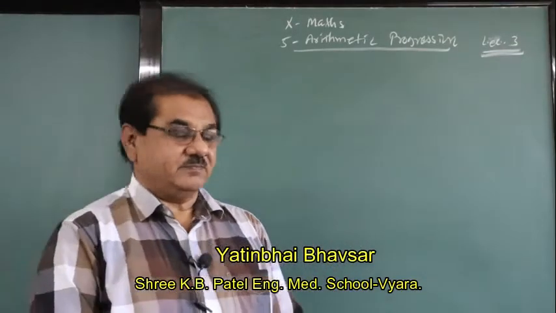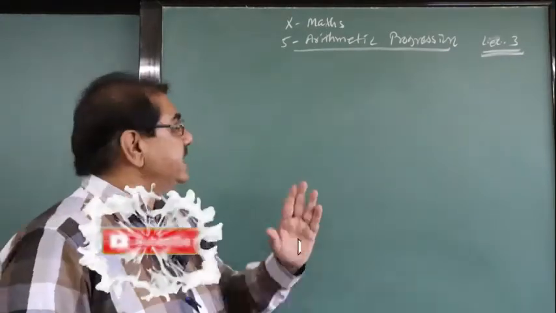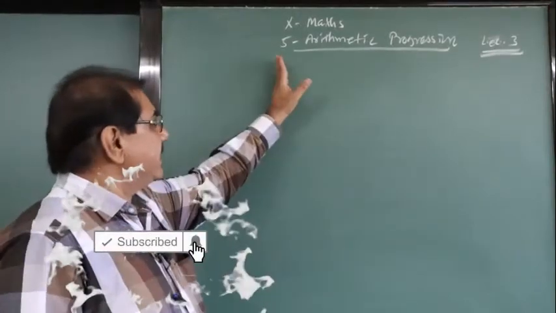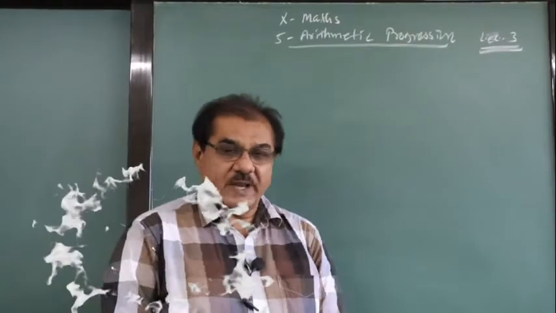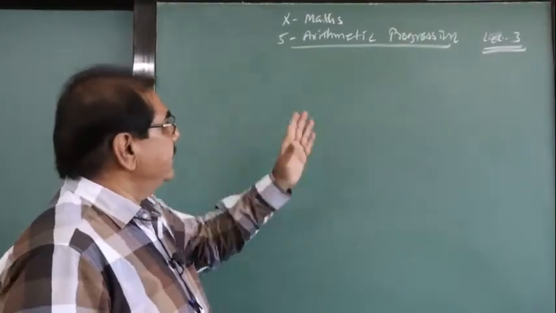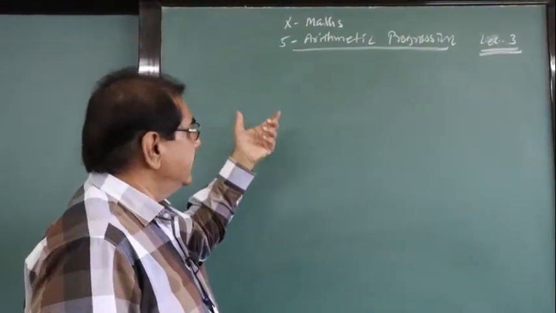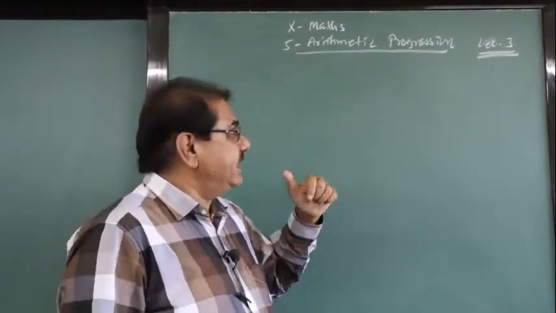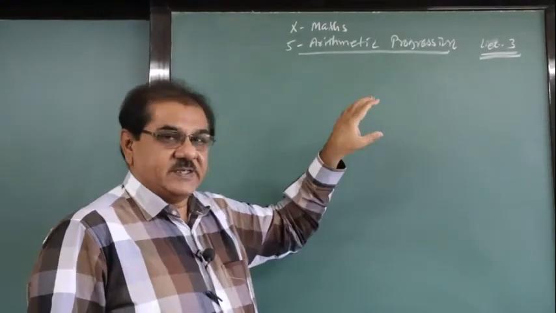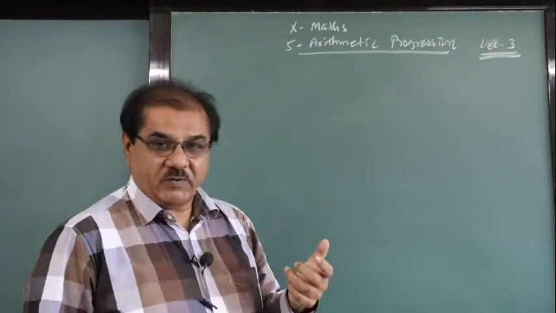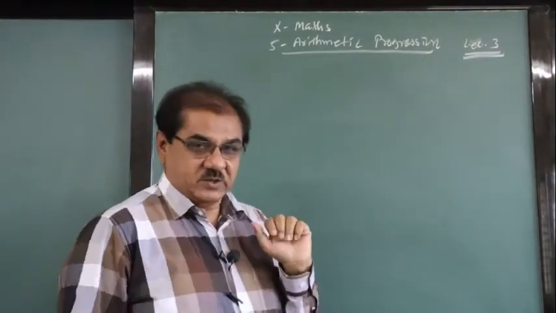Hello friends, in standard 10 maths, we are taking chapter 5 nowadays. Chapter 5 is arithmetic progression. In the first two lectures of this chapter, we have seen the definition of arithmetic progression, the general form of AP, what is A, the first term, and common difference D. We have found the formula for common difference, and we have taken exercise number 5.1 also.